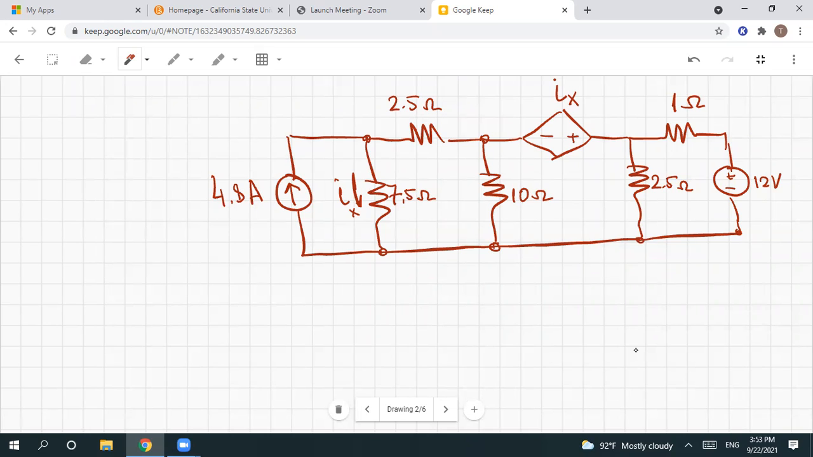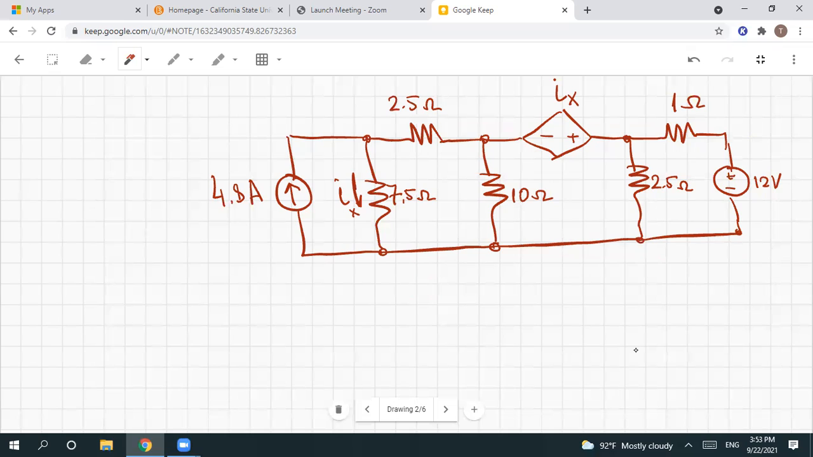So let me ask a question. How many essential nodes are in this circuit? How many essential nodes are in this circuit? 4. 4. How many nodes in general in this circuit? I think that's 3.